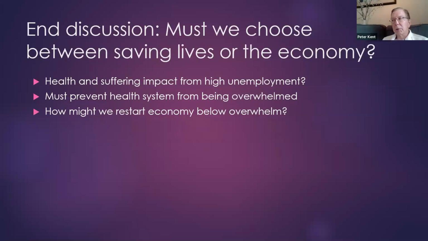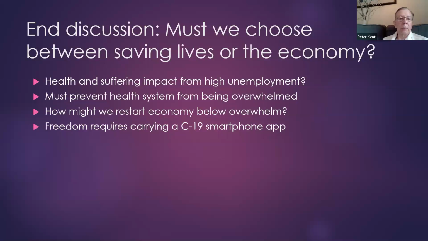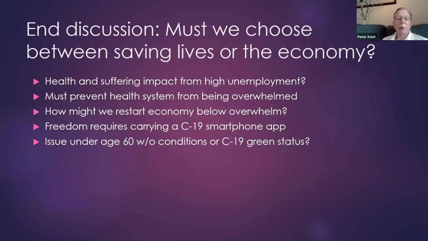And as I pointed out earlier, the better the quarantine works, the longer it is before you can do the restart. Freedom would require you to have this new C-19 smartphone app on your smartphone, and you've got to be carrying your smartphone so we can record your location and time at all times, so it can do a cross check on you. You would issue those to anybody under 60 who doesn't have other health conditions, or anybody who's had C-19 but has been through an antibody test and a virus test has shown that they no longer are infective.